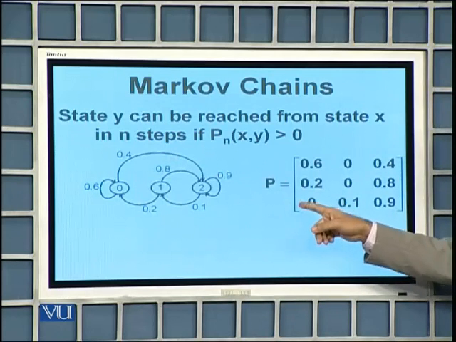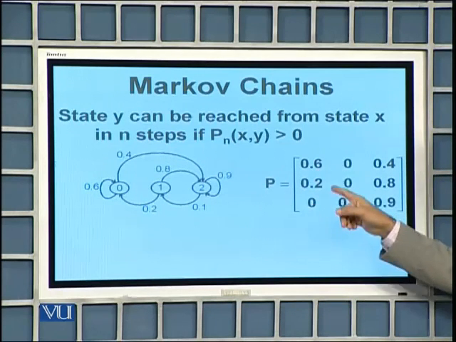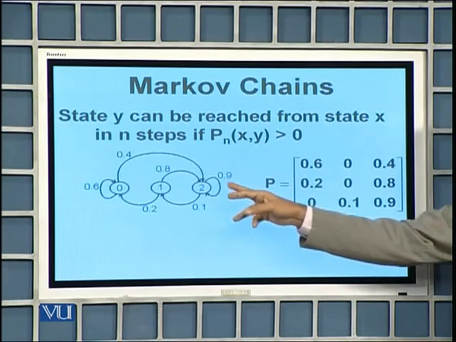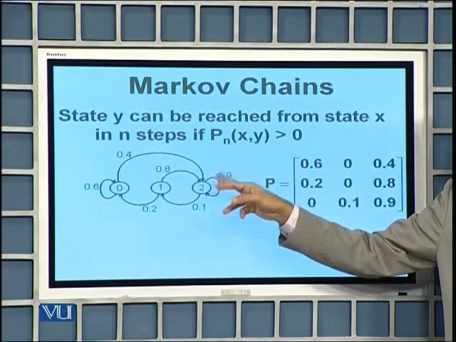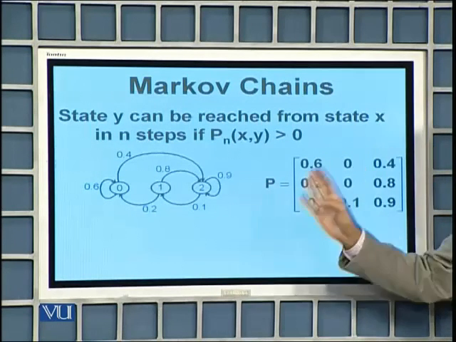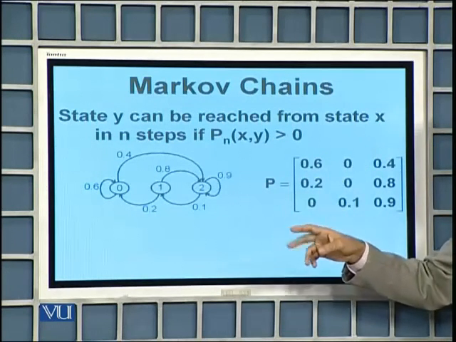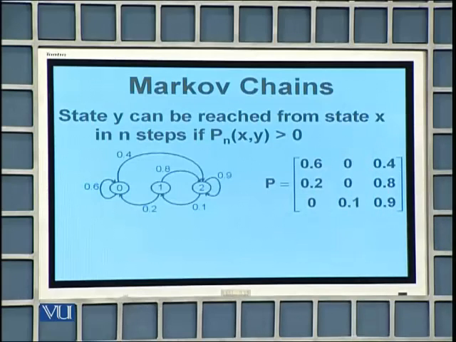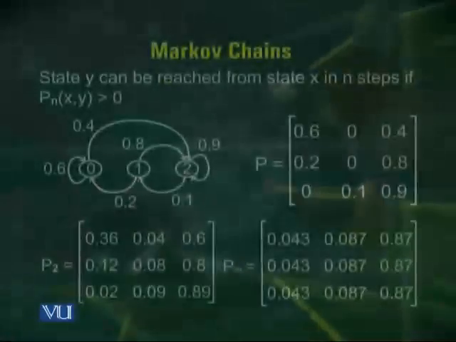And here, from state 2, you cannot move back to state 0. That is, if the machine is working and it breaks down, you cannot directly send it to the specialized repair facility. So these 3 zeros represent those transitions which are not possible in one step, and these are the cases where one-step reachability is not applicable. Let's look at the two-step transition probability matrix.